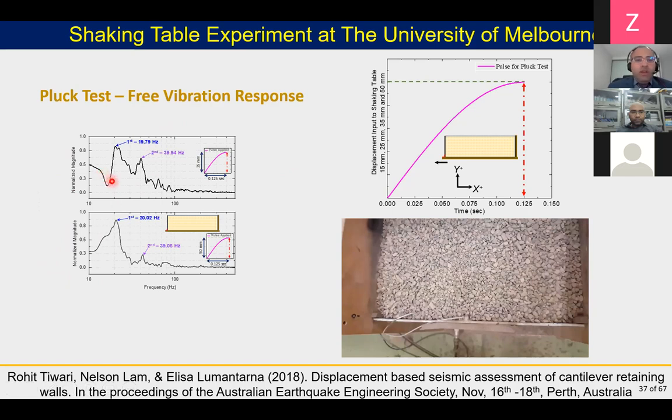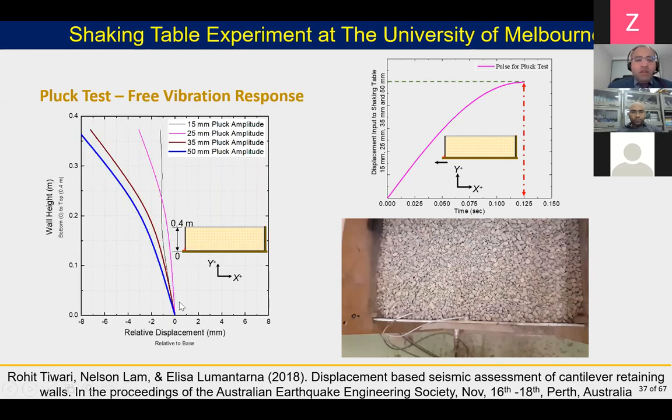When you analyze this free vibration phase based on Fourier transformation or frequency analysis, you get the mode shape and the natural vibration frequency, first mode, second mode of your structure. This is a very stiff structure, and most of the time, if it's stiff, depending on the ground motion, the first mode is dominating. So you can see a very good sharp first mode peak here, which has high energy as well compared to the second modes. So this is the result of the free vibration response. And these are the displacements of the retaining wall, the relative displacement when the wall is subject to different plug amplitudes.